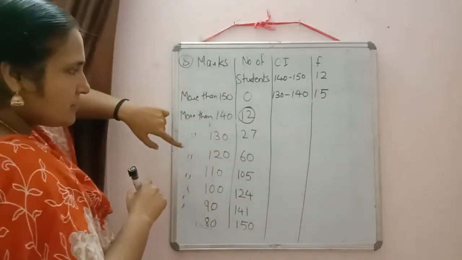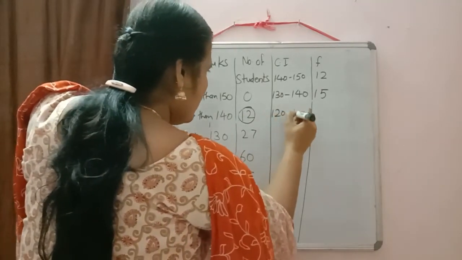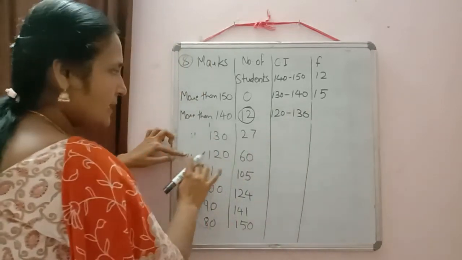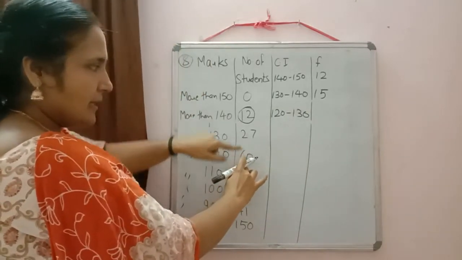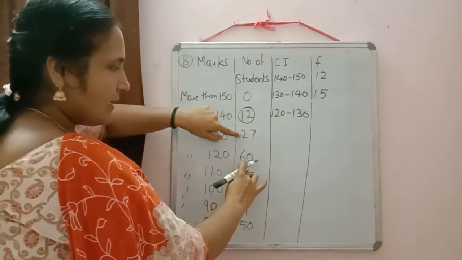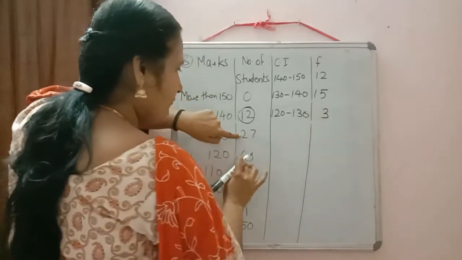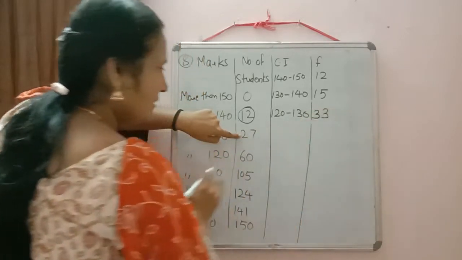Then marks more than 120. So that will come 120 to 130. Total how many are there? 60. But 27 we have already included. So 60 minus 27 will be equal to 33.